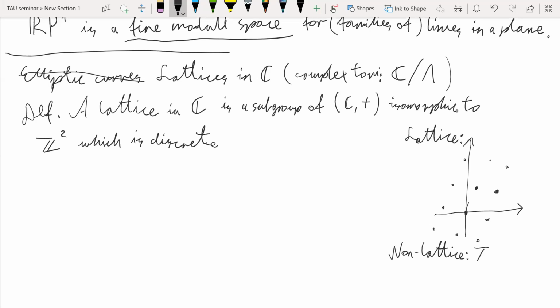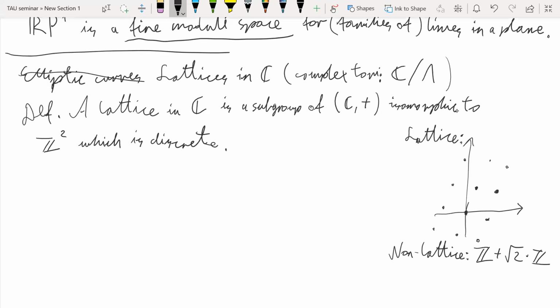An example of a non-lattice would be Z plus square root of 2 times Z. So we are considering things which are of the form integer plus square root of 2 times integer. Since square root of 2 is irrational, this whole group will also be isomorphic to Z squared. But as a subspace of C, it is not going to be discrete. It is going to be a dense subset of a line. So that's not allowed. I'm only interested in proper lattices in this sense.